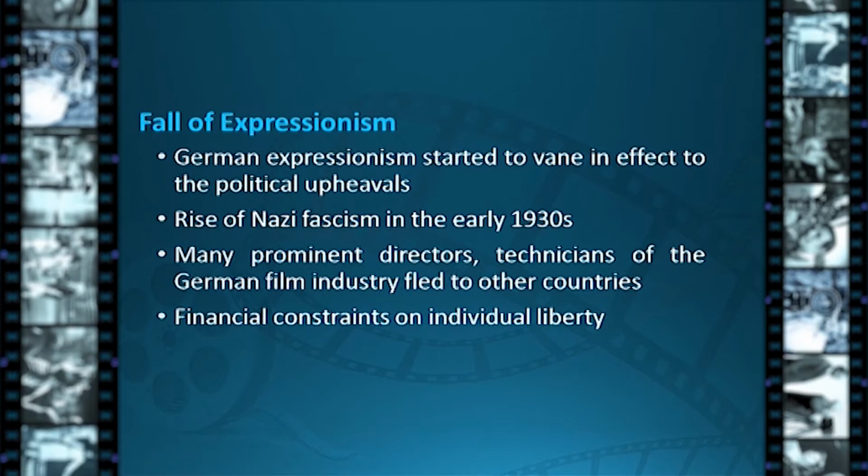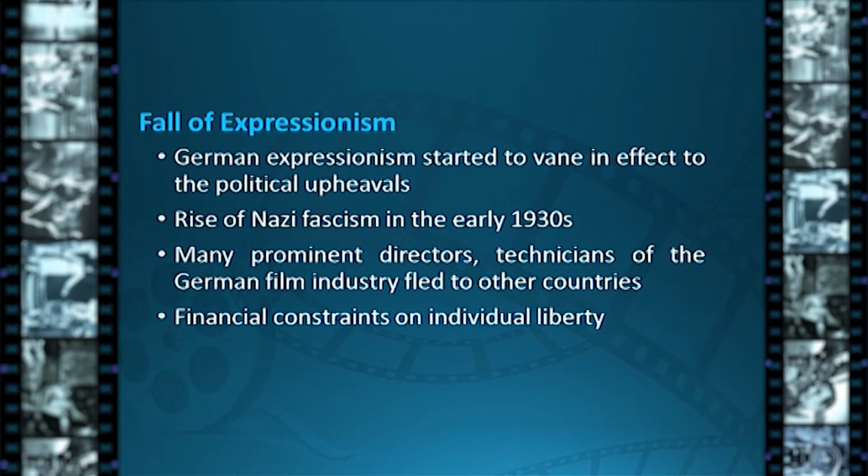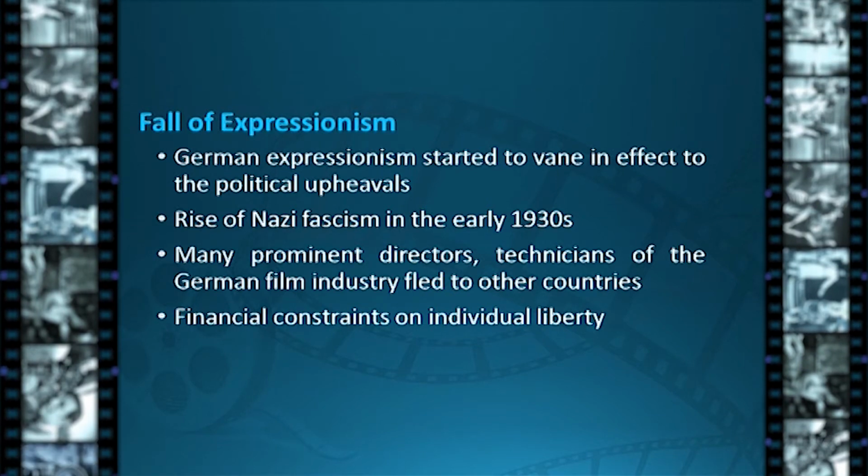German expressionism was based in Germany, where in the late 1920s and the early 1930s, a new political force called the Nazi Party rose to power, which had very fascistic leanings. So many prominent directors and technicians of the German film industry fled to other countries, and there were financial constraints on individual liberty. Because of this, German expressionism ceased to exist inside of Germany, and it migrated out of Germany.